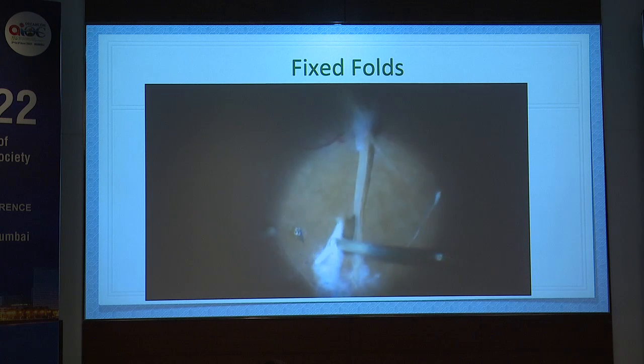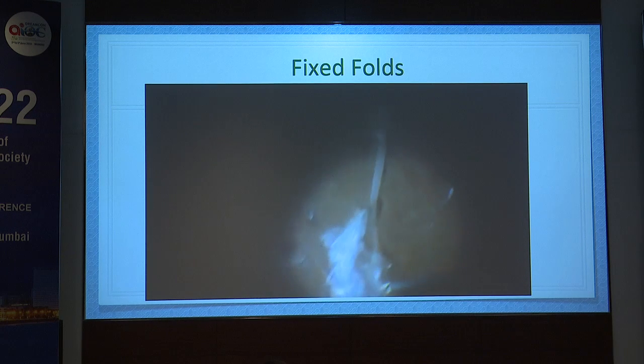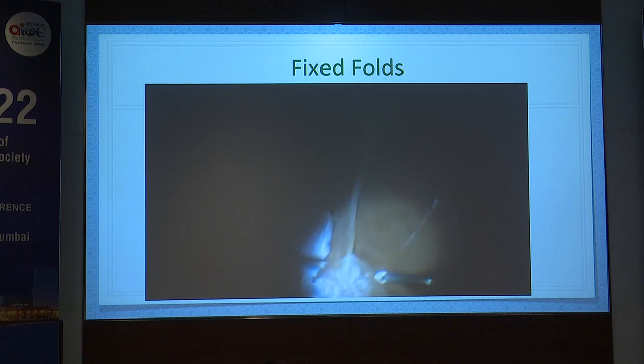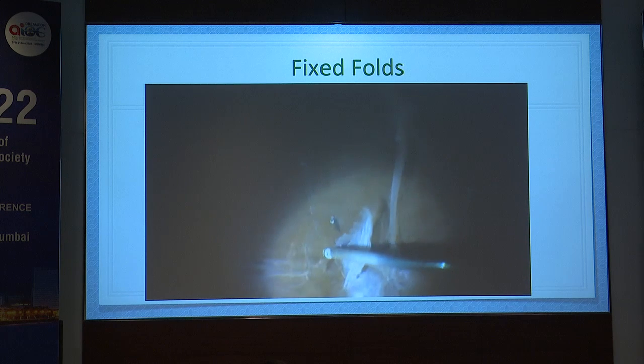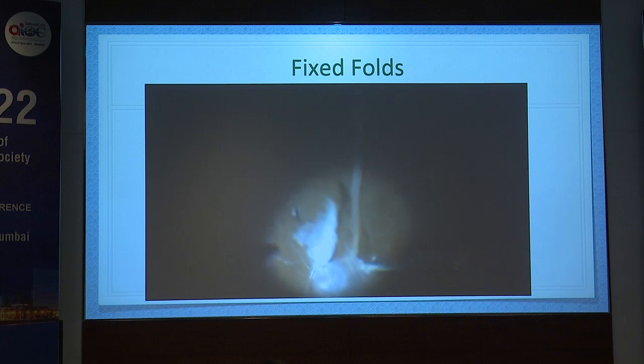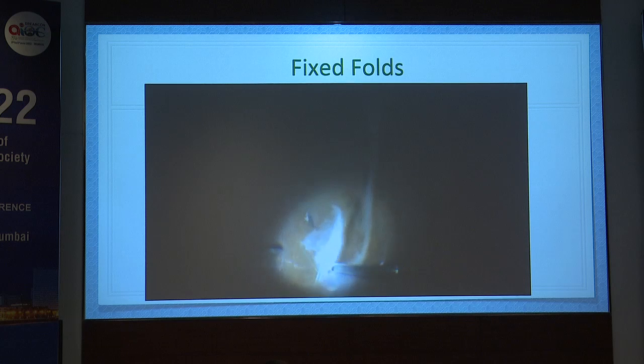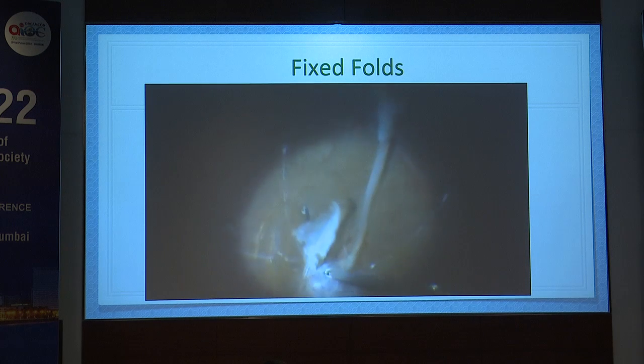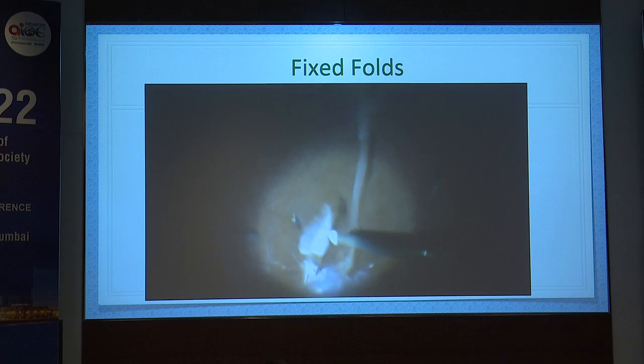Now, many times the tractional RD is just in the form of a fixed fold which can extend from the disc to the periphery, to the area where there is vasculitis. Again, like I said, it is extremely difficult to do a complete vitreous dissection, especially in the periphery, and the vitreous is really very adherent to that.